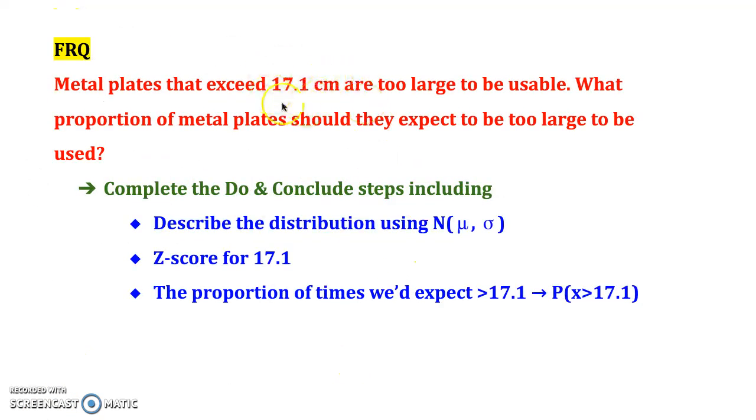Metal plates that exceed 17.1 centimeters are also too large to be usable. I'd like you to sketch that out right now. You can go back to the curve that I had for you, but now we're looking at greater than 17.1 centimeters. So for your free response, I want you to describe the distribution, the z-score for 17.1, and then the proportion of times that we'd get a value greater than 17.1. Go back to that calculator function and use it, or you can use that applet that I gave you online. And we'll go over how to use your table when we do this in class.